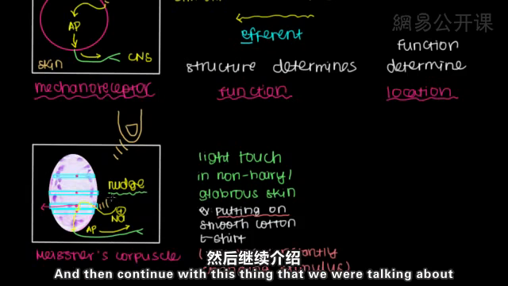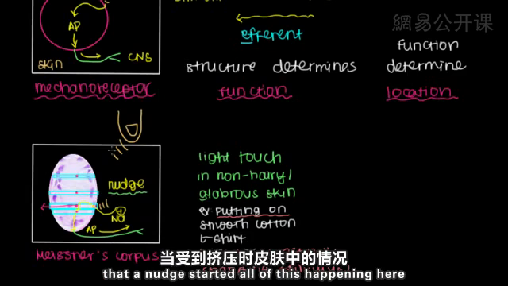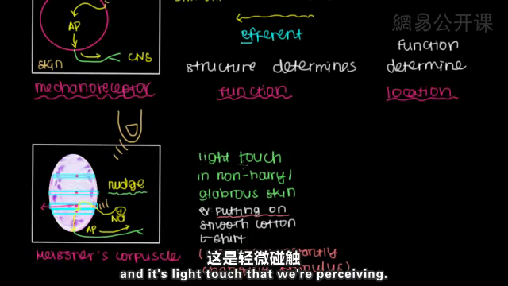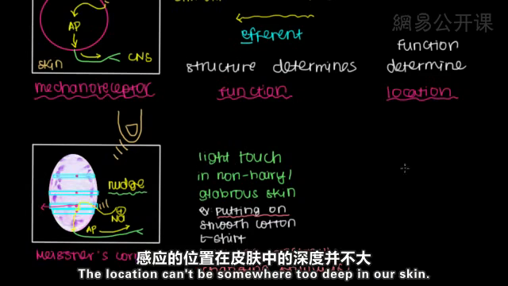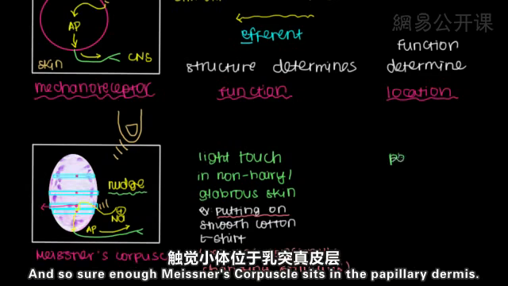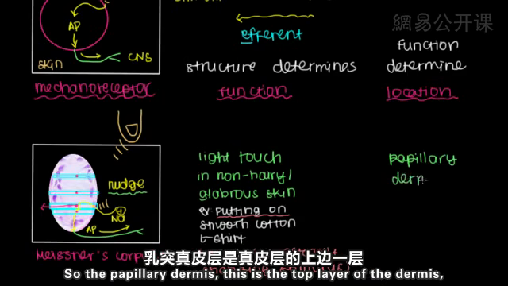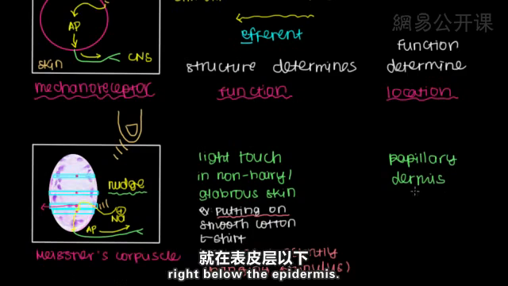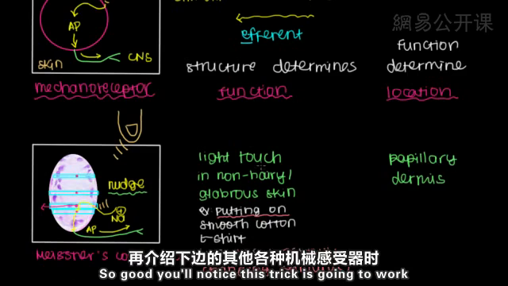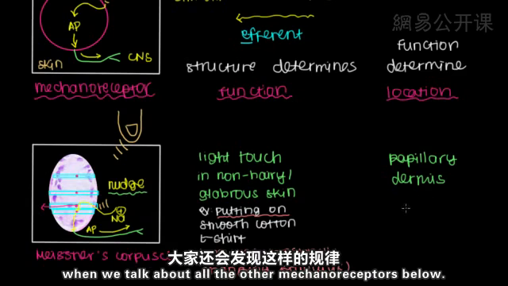And to continue with this thing that we were talking about, that a nudge started all of this happening here, and it's light touch that we're perceiving, the location can't be somewhere too deep in our skin. And so sure enough, Meissner's corpuscle sits in the papillary dermis. So the papillary dermis, this is the top layer of the dermis, right below the epidermis. And so good, you'll notice this trick is going to work when we talk about all the other mechanoreceptors below.